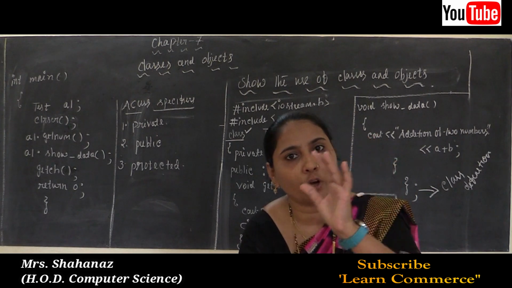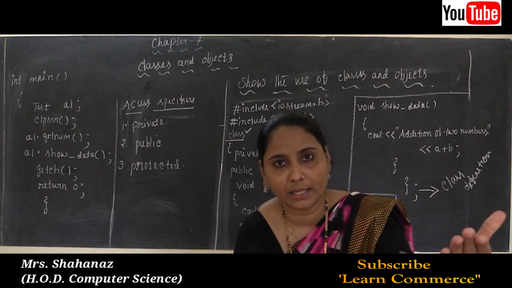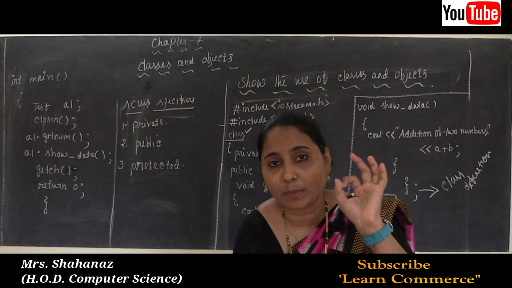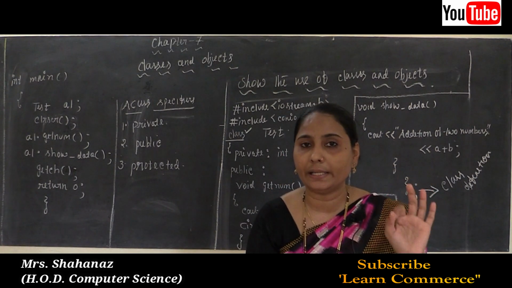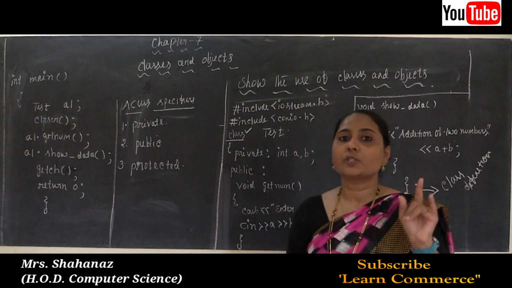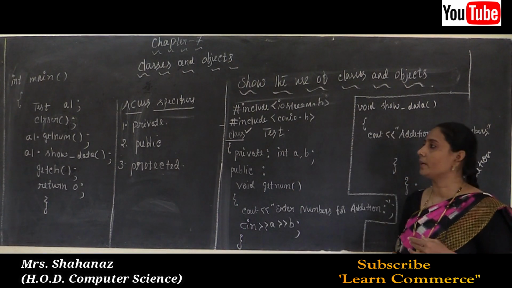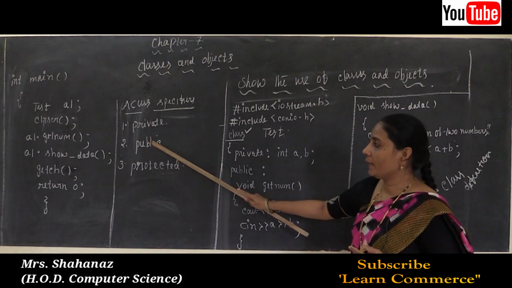Private data is not possible to access by using another class. So some limitations, some scope, some rules are there. The access specifier is indicated by using the keywords private, public, protected.